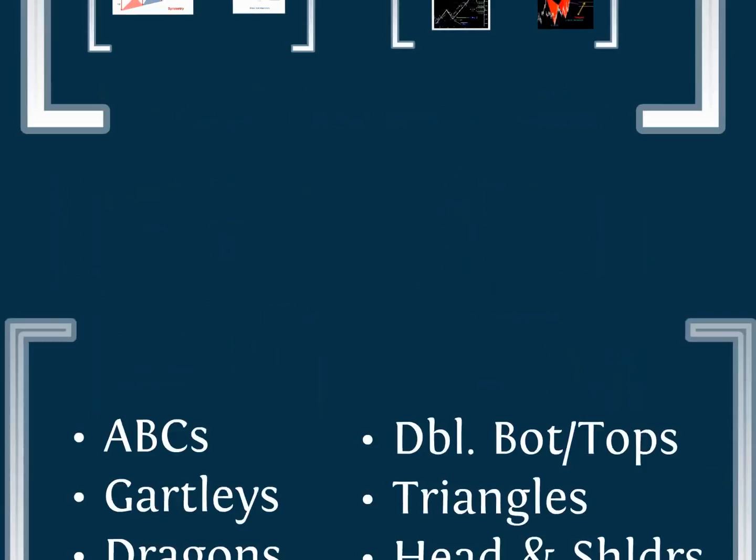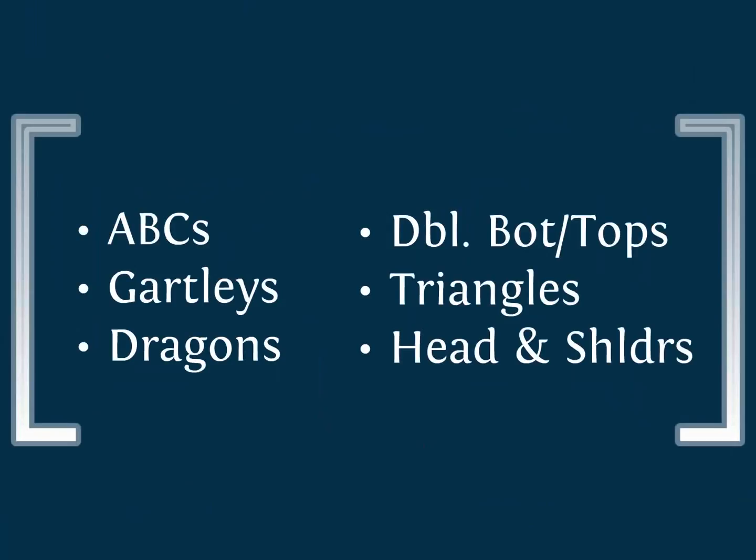Some examples of geometric patterns are ABCs and Gartleys, and even double tops and double bottoms. I consider them geometric structures, and you can also use some type of harmonic ratios to detect them. Head and shoulders is one of my favorites too.